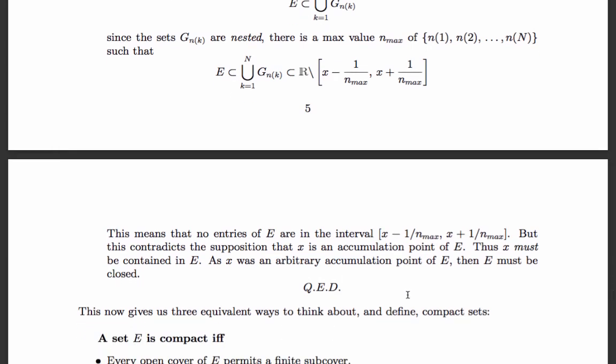Now that means there's no entries of E in the interval x minus 1/n_max to x plus 1/n_max. But this contradicts the supposition that x is an accumulation point of E. Because if x were an accumulation point of E, this interval would not only contain entries of E, it would contain an infinite number of entries of E. So we've proven a contradiction. It can't be true that x is an accumulation point of E and not contained in E. Therefore, x is an accumulation point of E and is contained in E, meaning E is closed. And we've proven our assertion.